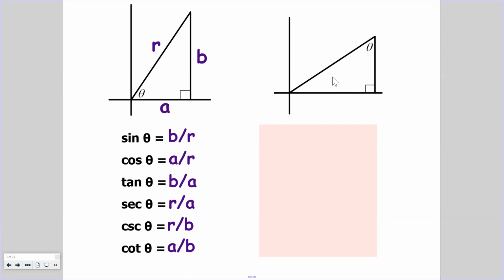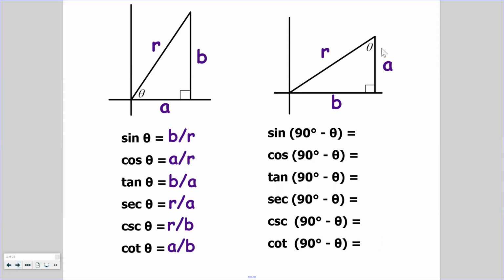Okay, what happens though if I rotate this triangle? Same exact triangle, just rotated, oriented slightly differently in the first quadrant, so that theta is now this angle over here. And the angle sitting at the origin is no longer theta. Well, when I rotate this triangle, I switch these sides. So a now is this side length and b is this side length. They're the same as they were over here. The orientation of the triangle is the only thing that's changed.